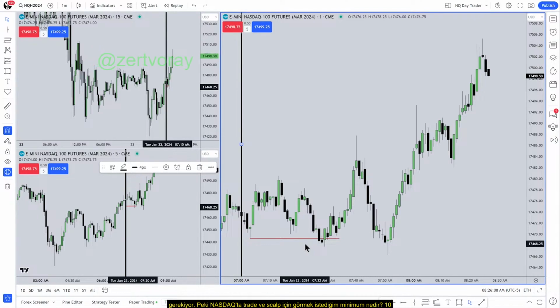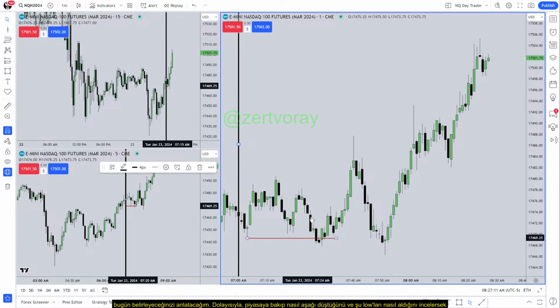So what's the minimum that I would like to see for trading and scalping the NASDAQ? It's 10 handles. If I can't at least make 10 handles, and I'm going to tell you how to determine that, okay? But if I can't make at least 10 handles, I'm not willing to take the trade. I don't care. I'll let it go. And there's lots of setups that I see all day long intraday that I will say, okay, I think it's going to do this, but I don't want that one. And I'm going to tell you how to determine that today.